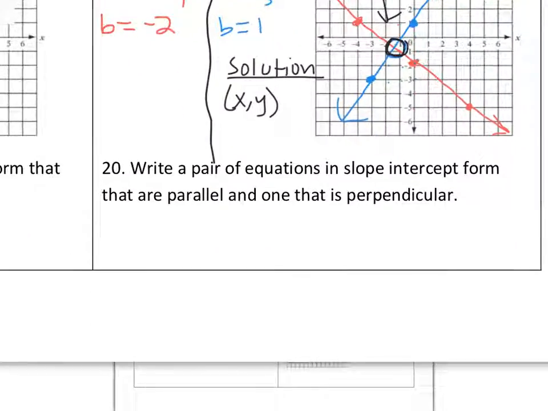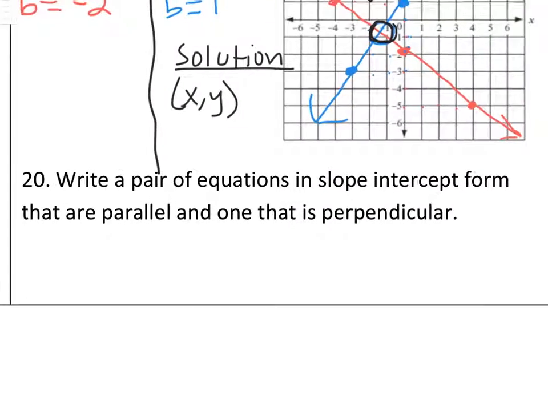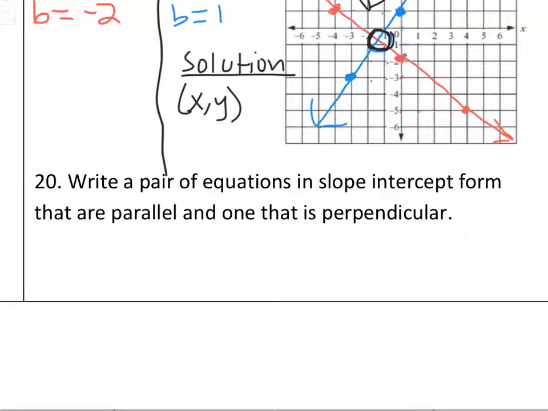Okay. All right, going to the last one. This one won't take very long. Write a pair of equations in slope-intercept form that are parallel and one that is perpendicular. Okay, so just pick any equation. In this one, there's an infinite number of answers. So I want you to label parallel here. And we're going to write two equations. And then I want you to write perpendicular on the other side.